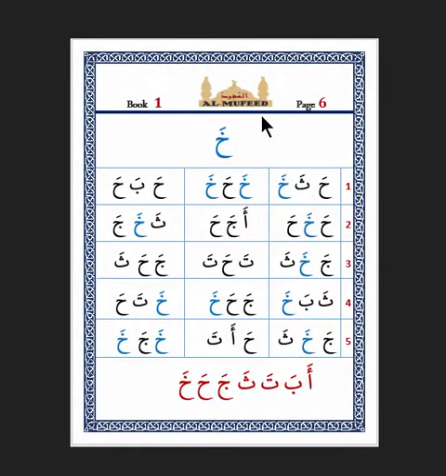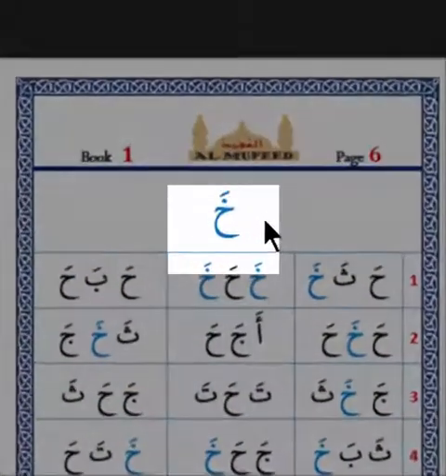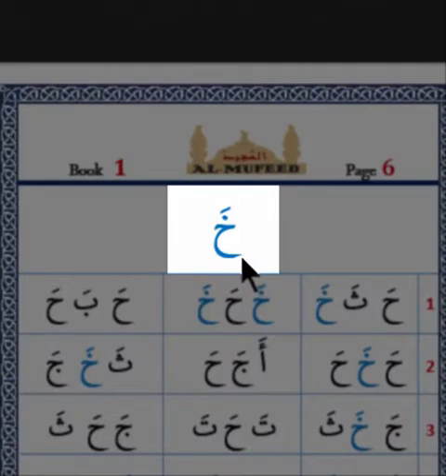Al-Mufid, Book 1, page 6. The title, Kha. This is the first letter that we have so far that should be read with heavy pronunciation. All the letters that we learned so far were letters of light pronunciation. This is the first letter where you must read it with heavy pronunciation.